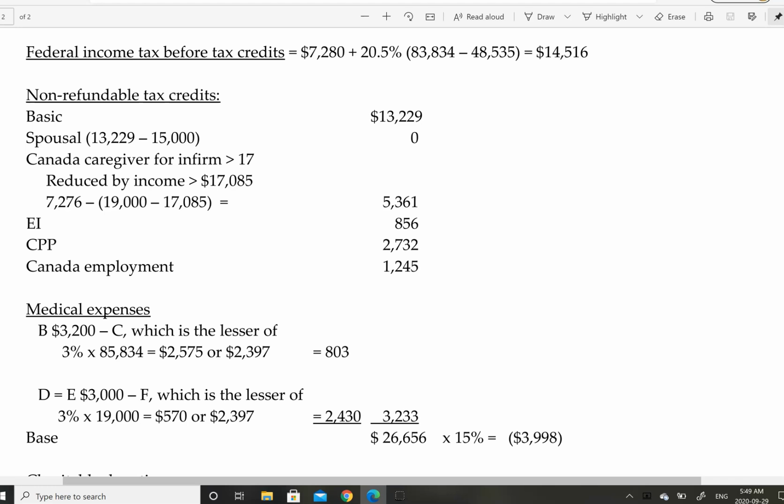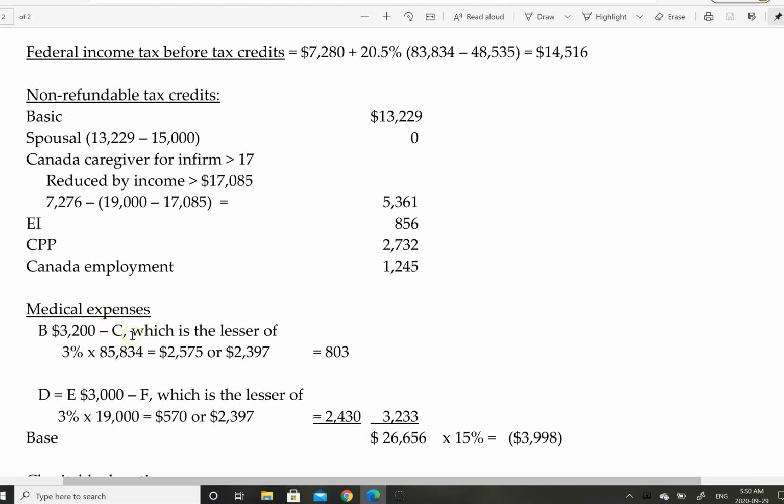Now, when we look at B minus C, that is for the individual, the spouse, and any children that are under 18. So in this example, we have to separate the medical expenses for Tess and her husband and separate that from her father, Alex. The father, Alex, will be the D calculation, which is E minus F. So B is the medical expenses for Tess and her husband, which is $3,200, right down here, minus C.